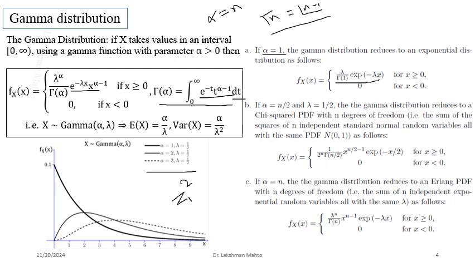Likewise, if z is a standard normal random variable, then z square is also a random variable. But that one does not have a normal distribution. It has a different distribution. What is that distribution? We call it the chi square distribution, because a square term is coming.